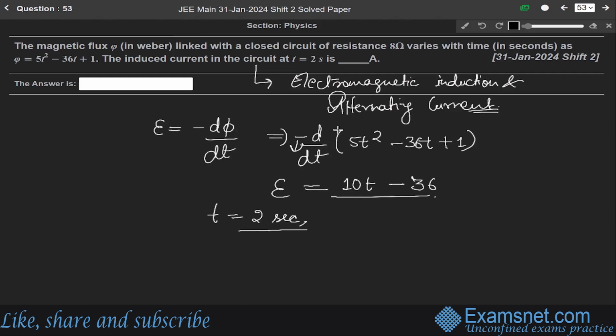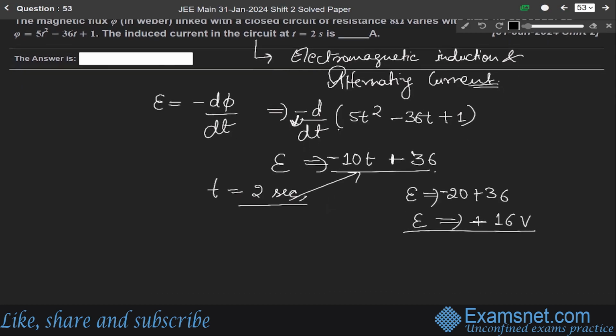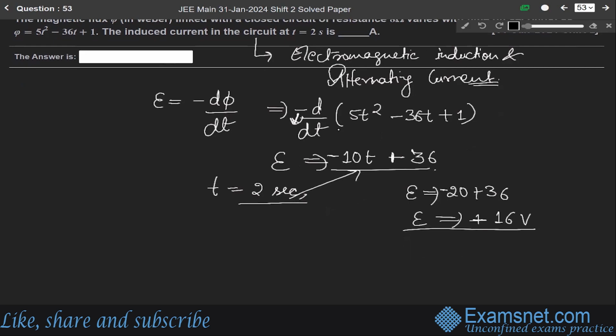Okay, so using this time here, we get EMF E equals 10 into 2, 20 minus 36. It will be minus 16 volt. And since we are interested in magnitude, okay, if we use the negative sign also, this will be minus 20 plus 36, means plus 16, means EMF will be plus 16 volt. Okay, so we are asked to find the induced current.